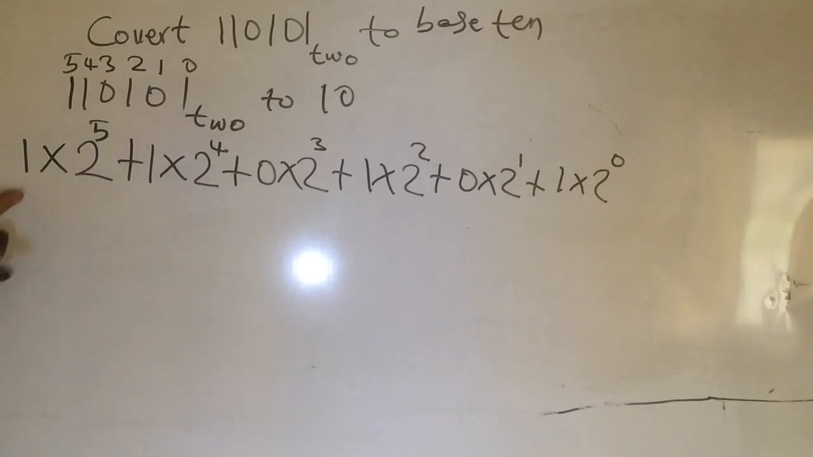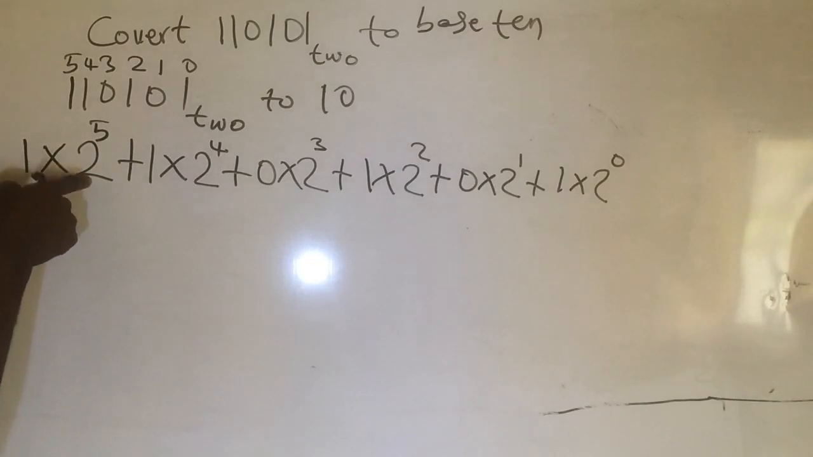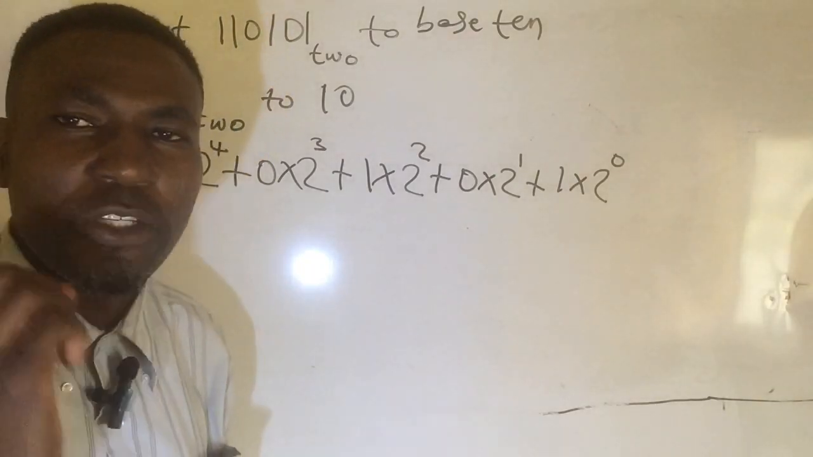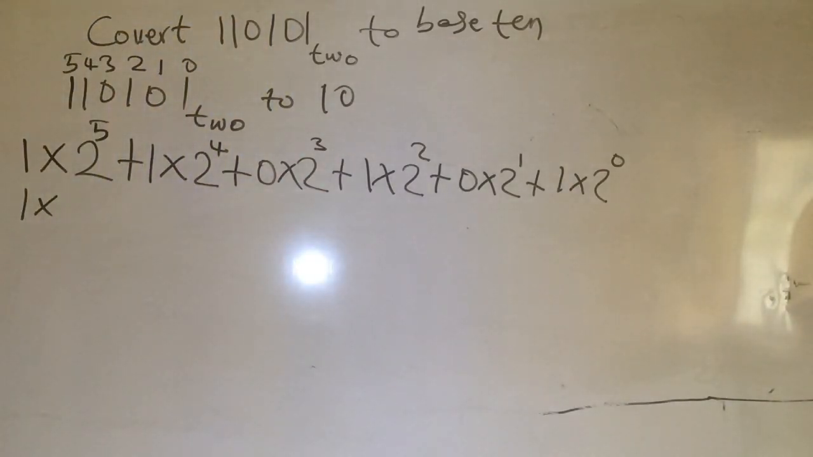Now what do we do now? We now say 1 times 2 raised to power 5, which means 2 times 2 times 2 times 2 times 2, five times. What is the value? Use your calculator. After multiplying, the value is 32.